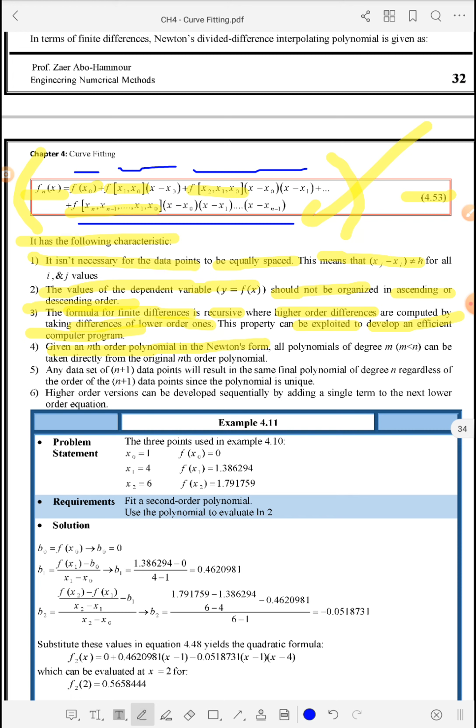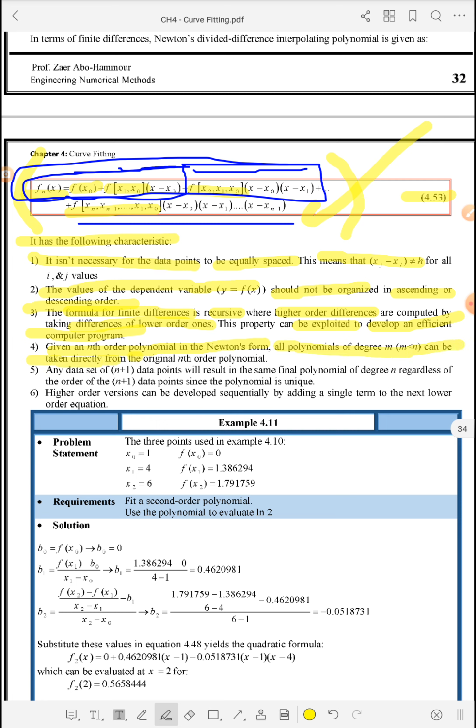So how? Assume that we want a first order. For first order, we take only those terms. This is the first order polynomial. Assume that we need a second order, we extend and take this. This will be the second order polynomial. For third, we add the term and include all of the previous terms. So this is what we mean: if we have an nth order polynomial, all polynomials of degree m, which is less than n, can be taken directly from the original nth order, but the only restriction is that it should be written in this form, not in the general polynomial format.